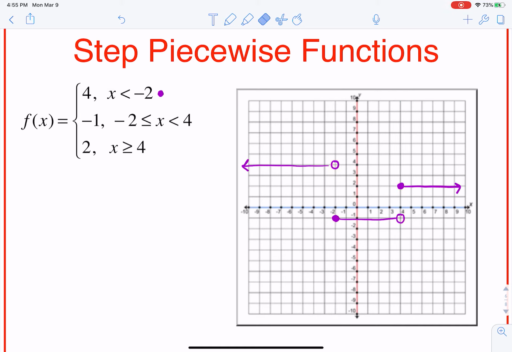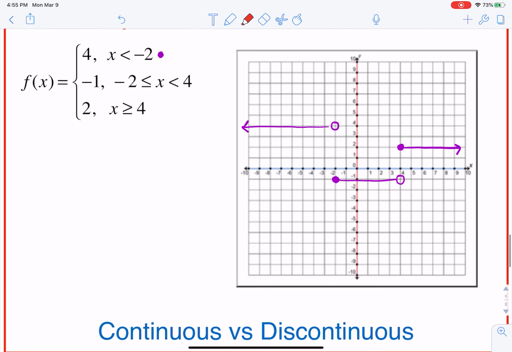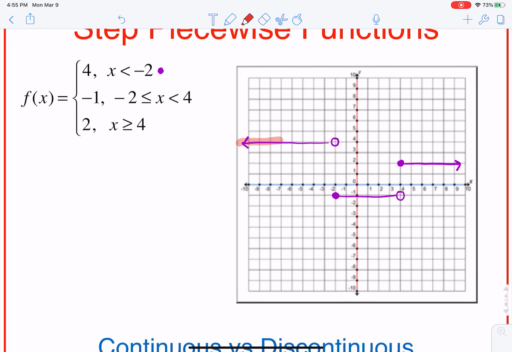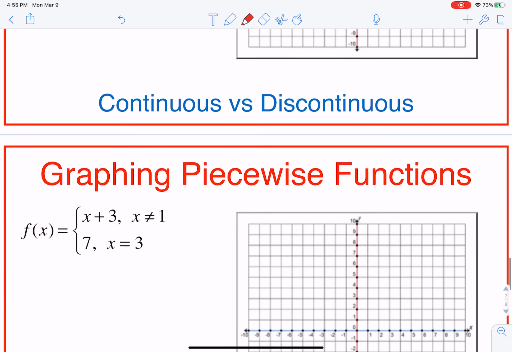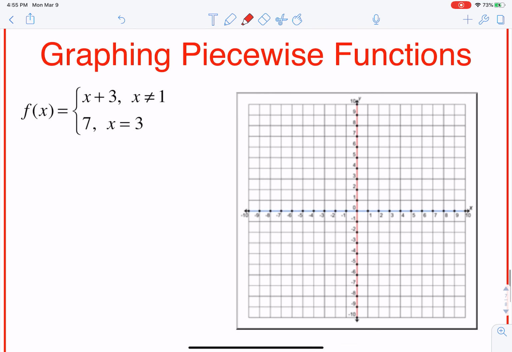And it looks like I did all of those in the same color. But again, this would be continuous or discontinuous. I can't necessarily trace my whole graph without picking up my pencil. So although there are no gaps in my domain, we can't call this a continuous function. So there's a few examples about graphing piecewise functions. Here's another one that's a little bit funky, with kind of a funky domain.